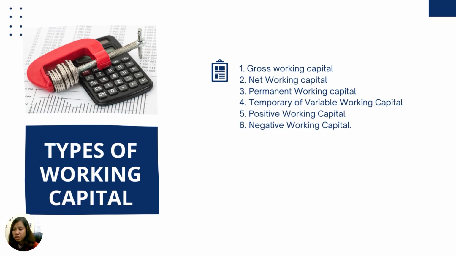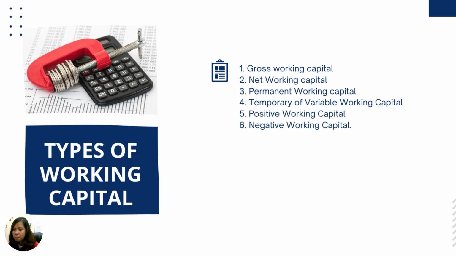Number 4, temporary or variable working capital. It refers to the additional working capital needed to meet seasonal fluctuations, unexpected surges in demand, or other temporary requirements. It represents the difference between the peak and base levels of working capital during business cycles.